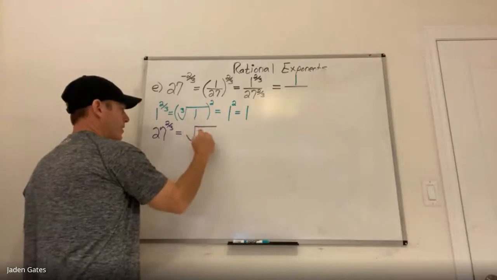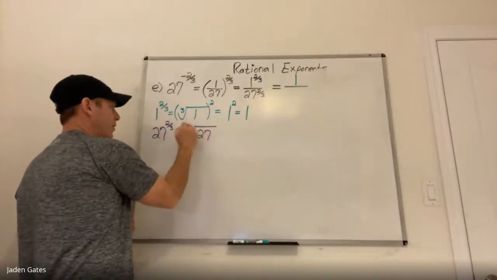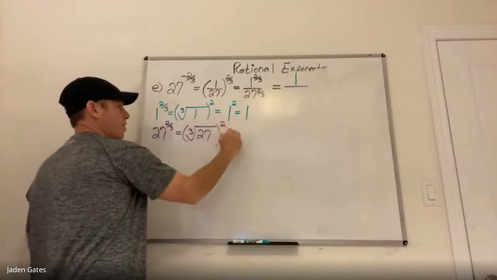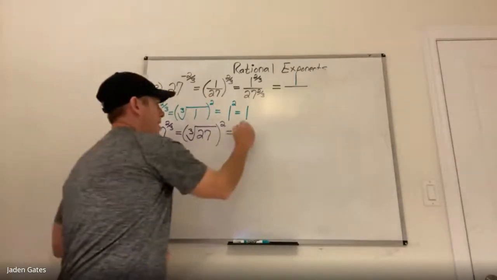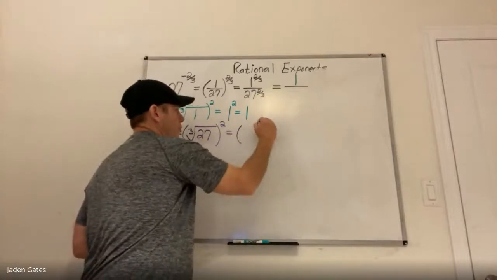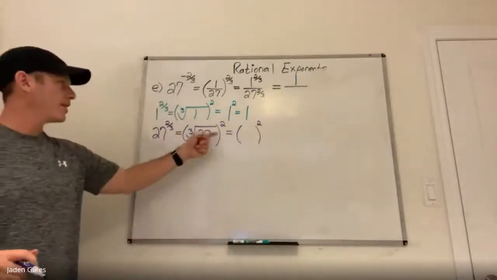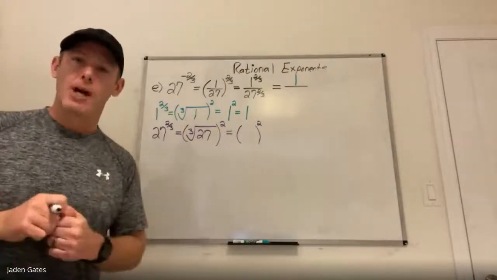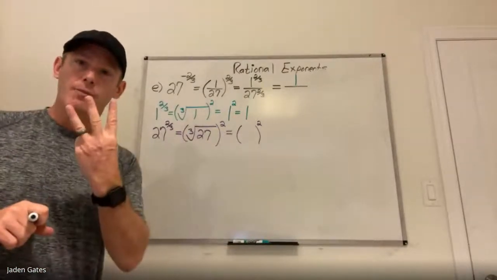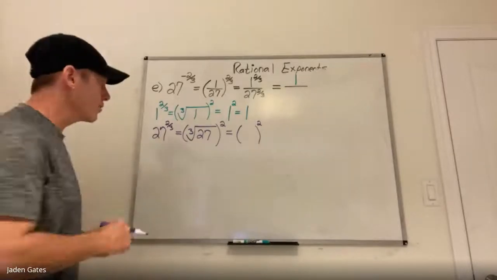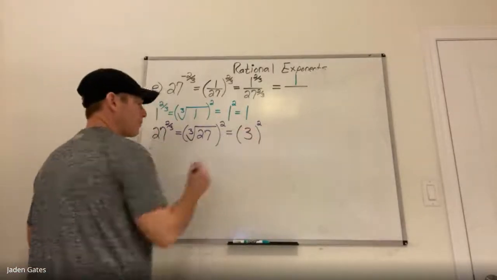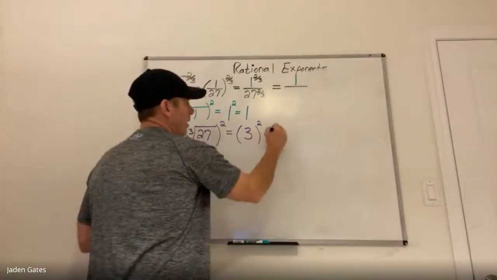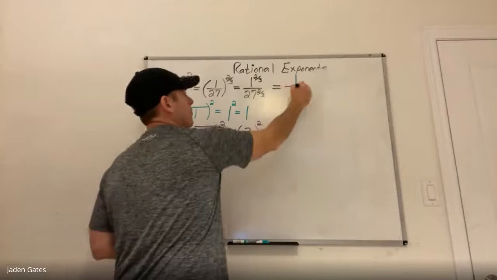So I got my 27 here. I'm taking the third root of it, and then my numerator here is squared. So I have to find the third root of 27 and then square it. Again, the third root of 27 is what number times itself 3 times equals 27. And that answer is 3. Then I square that 3, I get a 9. And so that is my denominator.